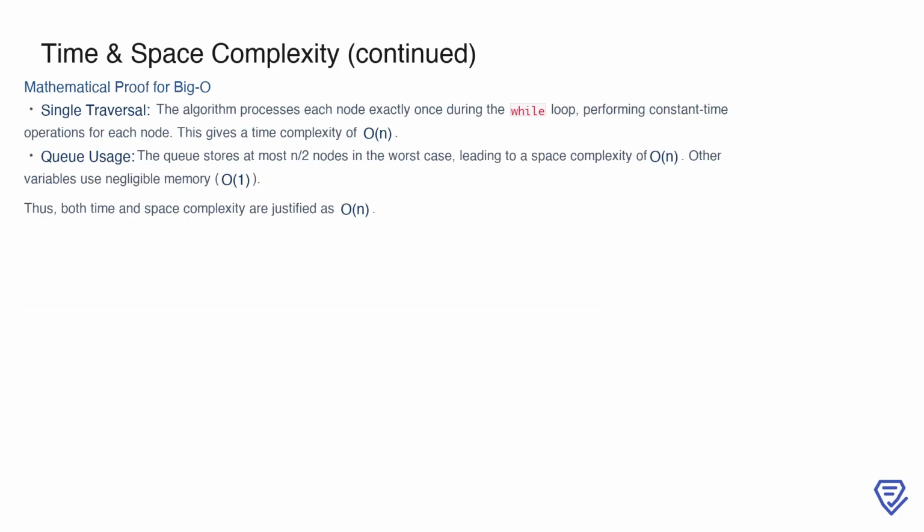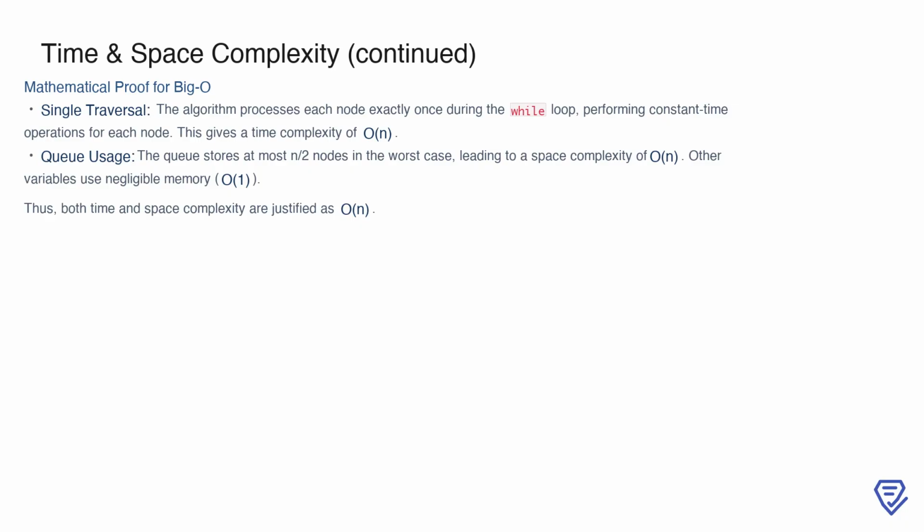To formally justify the big O analysis, let's look at the key aspects of the algorithm. First, during the single traversal of the tree in the while loop, each node is processed exactly once. For each node, the operations performed, such as dequeuing it and adding its children to the queue, are all constant time operations.